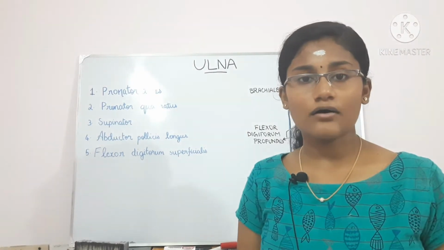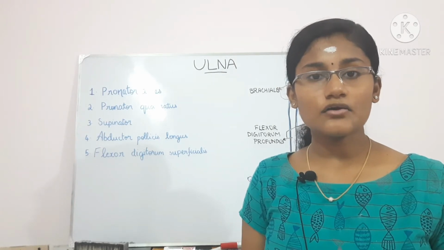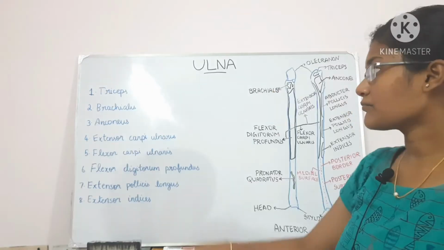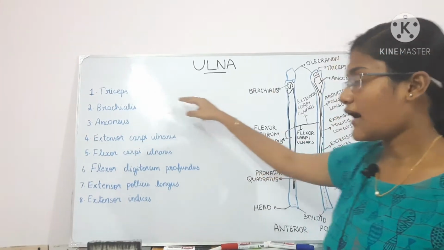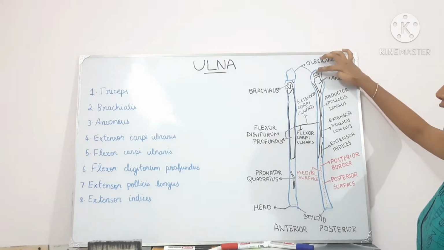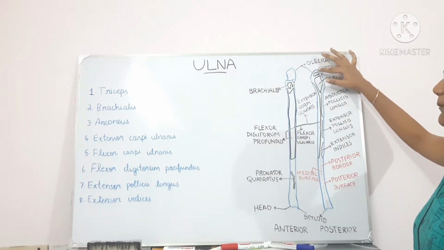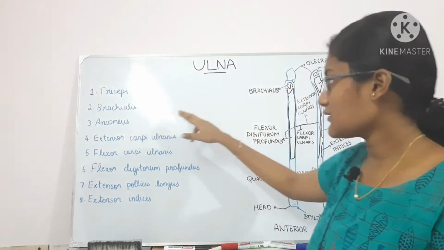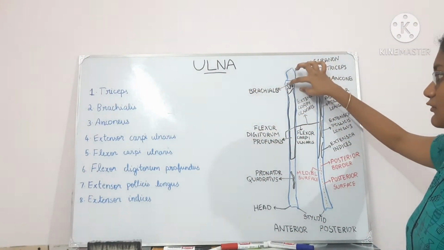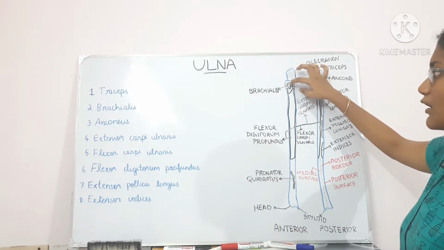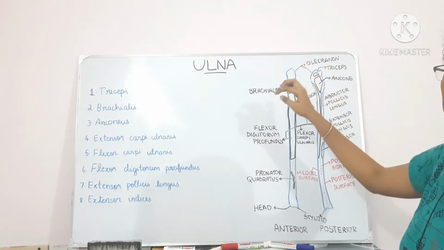Now let's talk about the 8 muscles that are uncommon and are for ulna only. They don't have radial heads. The first is the triceps, and the triceps is present over here, that is the superior aspect of the posterior part of the ulna. And then let's talk about the brachialis. The brachialis is present over here and it covers the anterior margin of the coronoid process and the ulnar tuberosity.